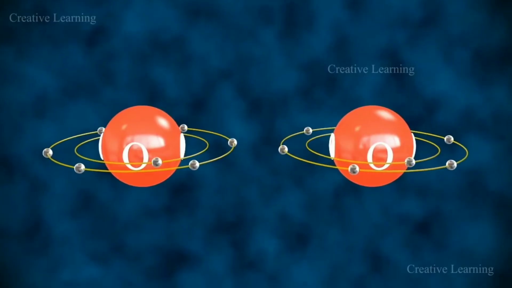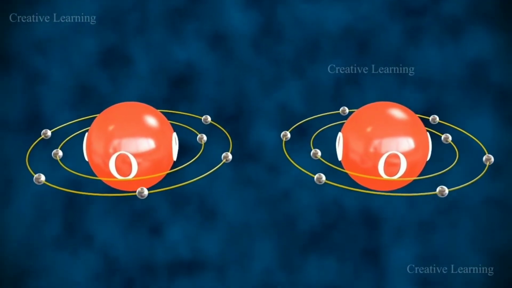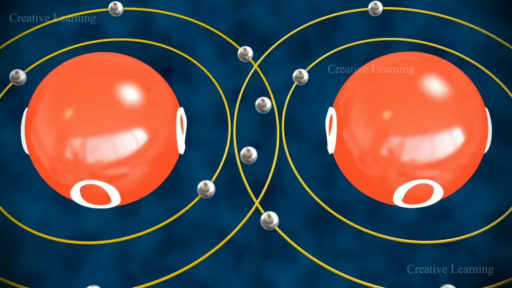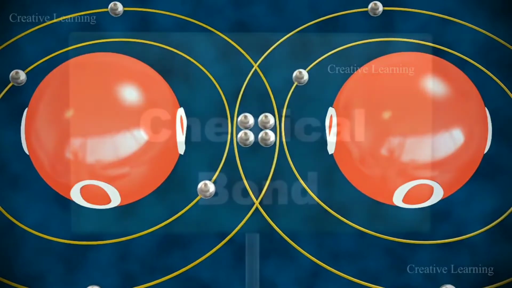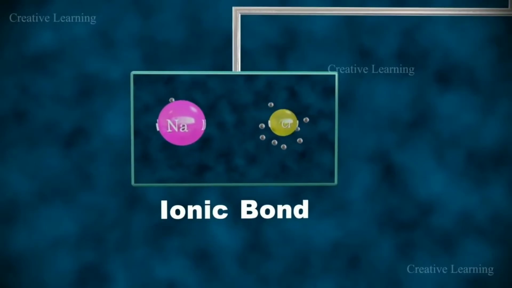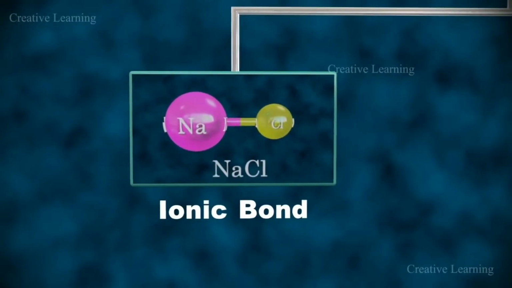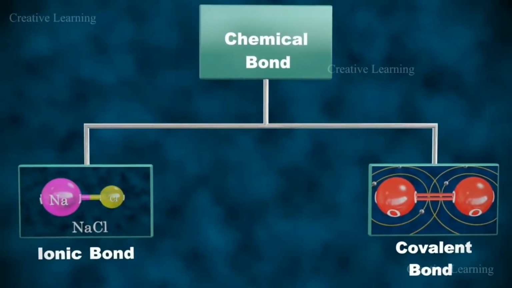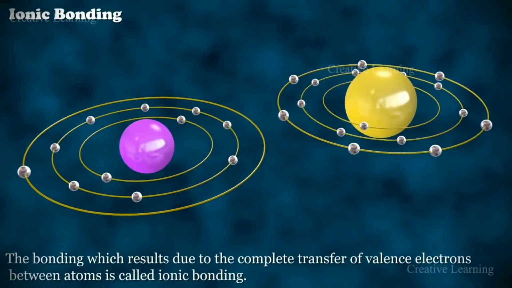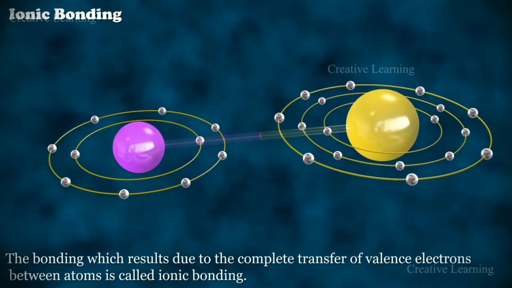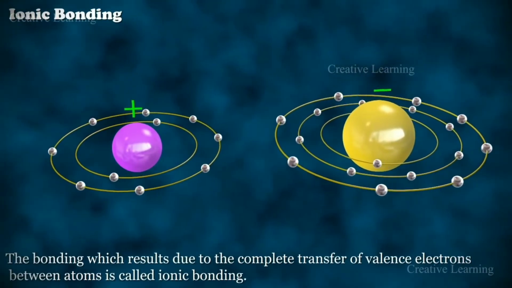There are 2 main types of bonds, covalent and ionic. The strong force that holds together the constituent particles, atoms, ions or molecules in a chemical species is known as chemical bond. The chemical bonds are broadly classified as ionic bond and covalent bond. Let us discuss these chemical bonds in detail in this module. The bonding which results due to the complete transfer of valence electrons between atoms is called ionic bonding. It is a type of chemical bond that generates 2 oppositely charged ions.